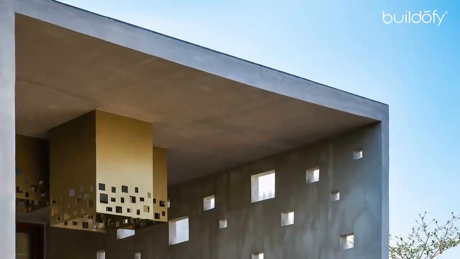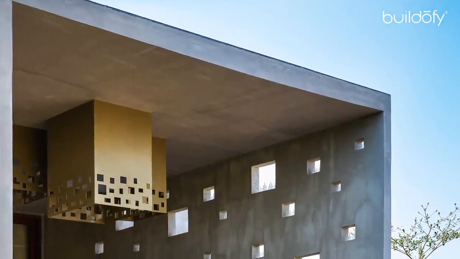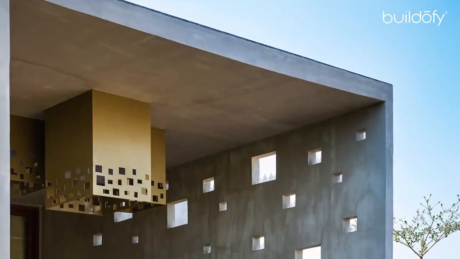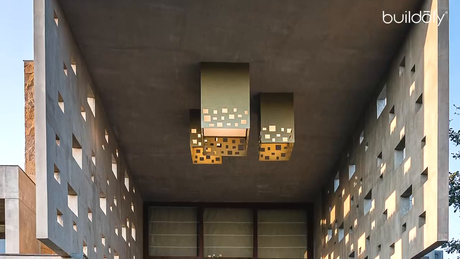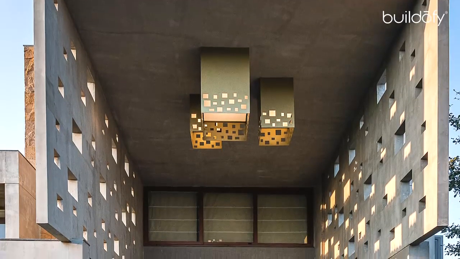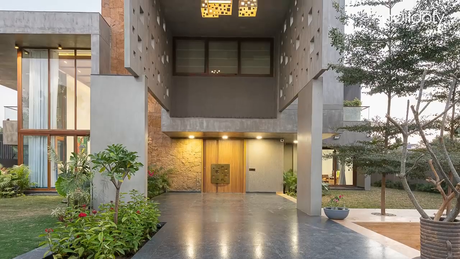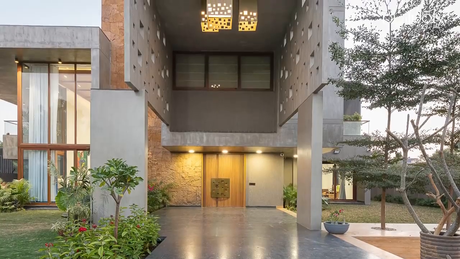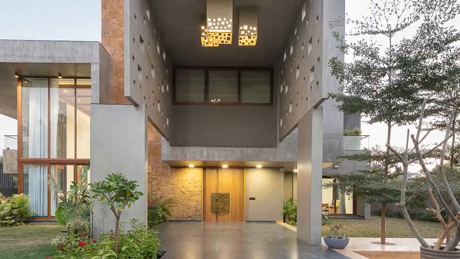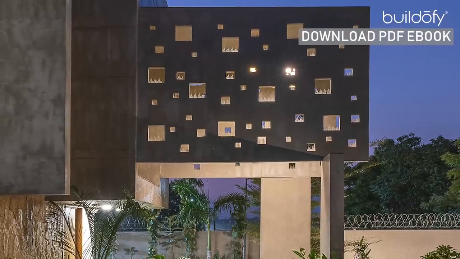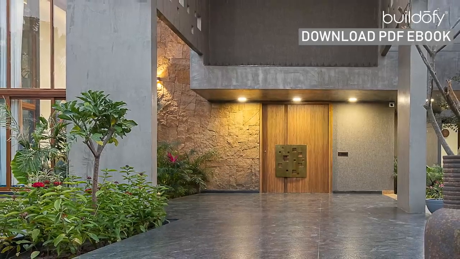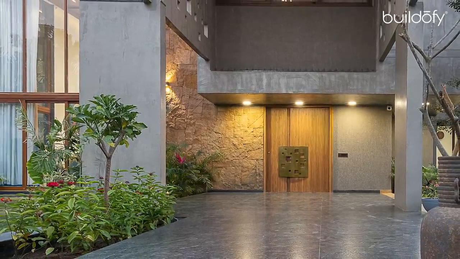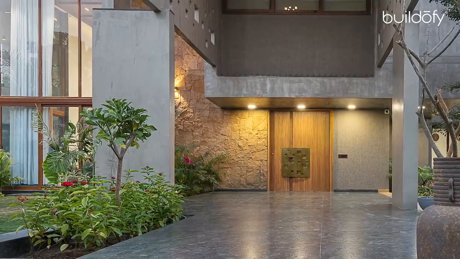The large custom-made brass lamps that are suspended within the sheltering element echo this effect. As there was a problem of too many pigeons, the exterior lamp was specifically designed to prevent them from occupying the space. The entire composition creates a certain sense of arrival, of grand entrance, intensified with the wonderful play of light and shadow. The main door, 6 feet wide and 8 feet high, also bears a pixel design so that it is in continuum with the entire composition.